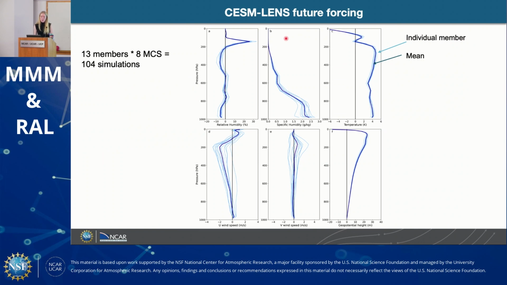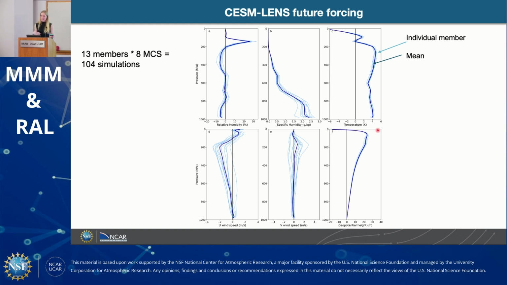So you might be wondering, what does this future delta forcing look like? These are basically the different variables that were perturbed as a function of pressure over the central United States. And yes, we have 13 ensemble members times 8 MCSs. There's 104 future simulations. So the ensemble mean is shown in dark blue here, and each individual ensemble member is shown in light blue. So you can see for some variables, like temperature here, the ensemble members tend to agree on what that future change is.